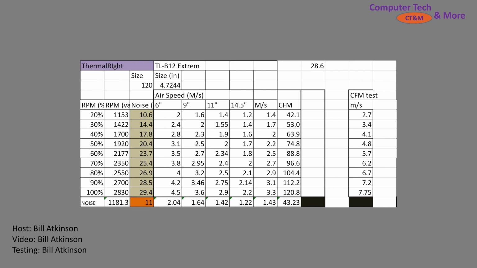Now, the ThermalRight TL-B12 Extrem, I think, is a really cool fan. It takes the original B12, which was already a good fan, and kind of ramps it up to 11. It really was good as an all-rounder, as a case airflow fan, moved a lot of air, as a CPU cooler fan, moves a lot of air, wasn't too noisy, actually was on the quieter side.